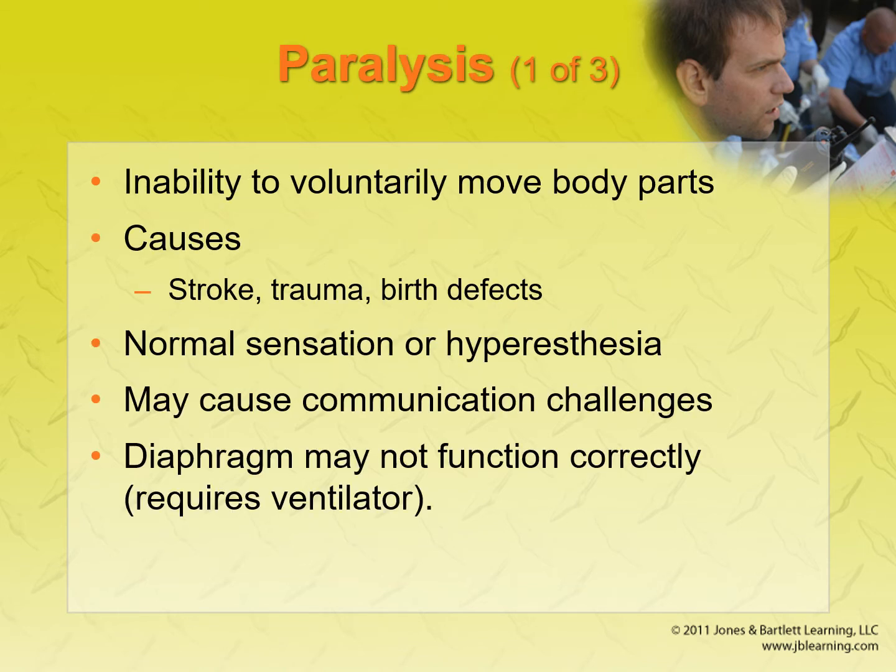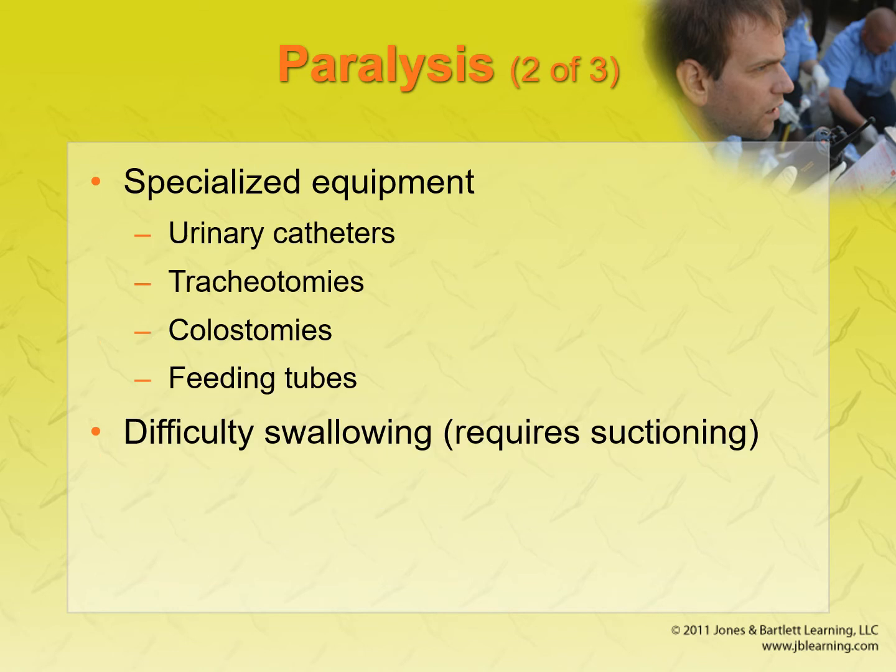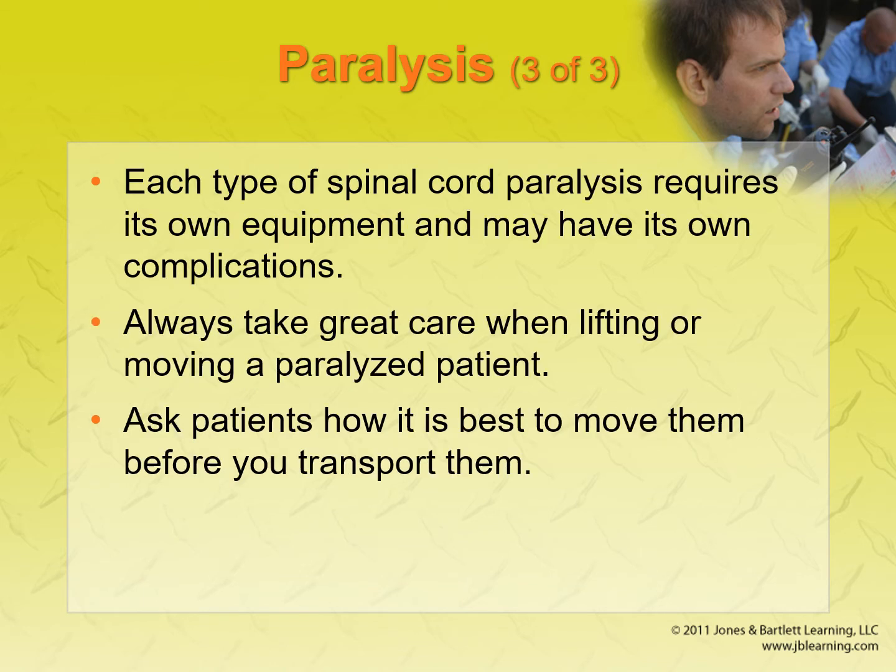All right, paralysis just means they're paralyzed. They can't move a certain part of the body. That can be from stroke, trauma, birth defects, whatever. And they may be using some of these devices: urinary catheters, tracheostomies, colostomies, feeding tubes, all that stuff. Each type of spinal cord paralysis requires its own equipment and may have its own complications. So this is one of those where you want to get a really good history on the cord damage.